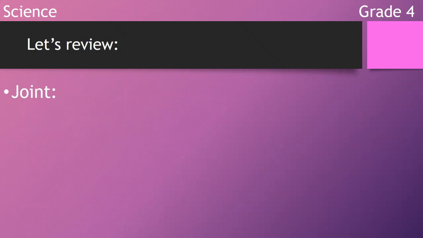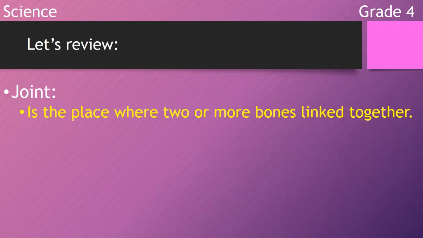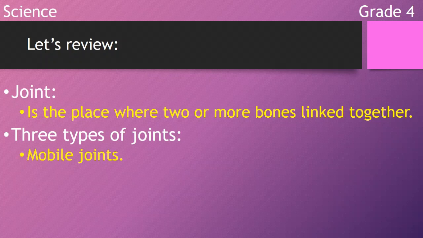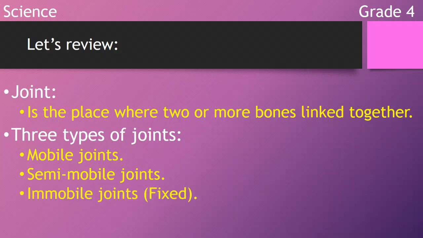So, let's review. Joint is the place where two or more bones link together. How many types of joints do we have? We have three types of joints: mobile joints, semi-mobile joints, and immobile or fixed joints.